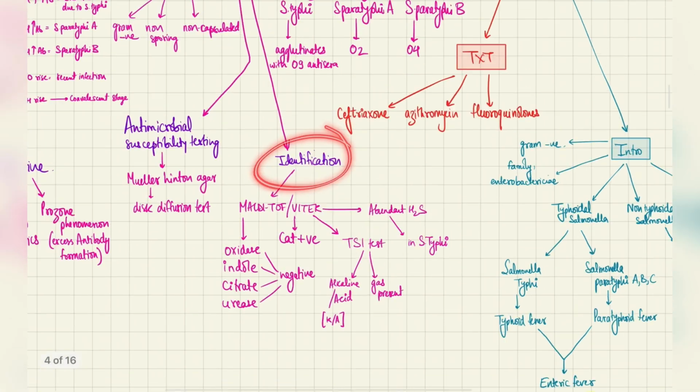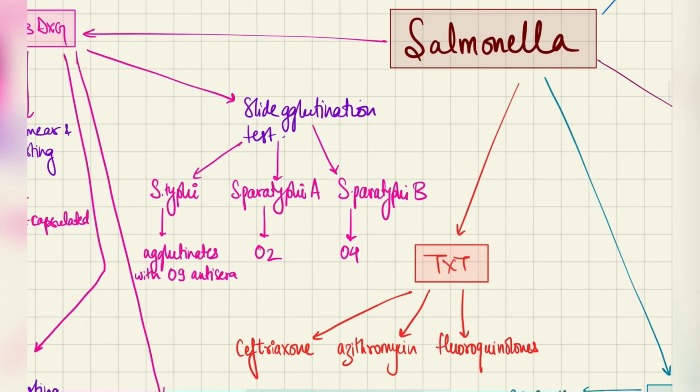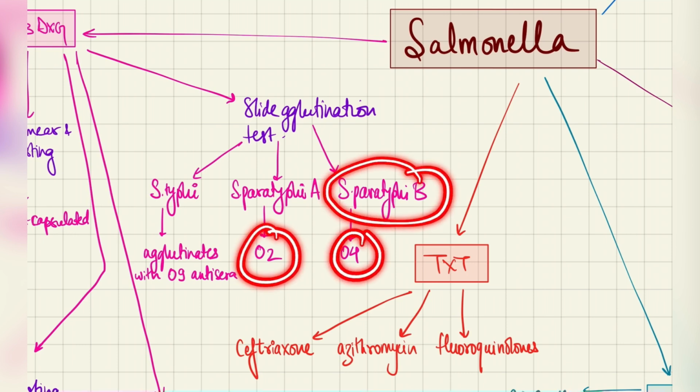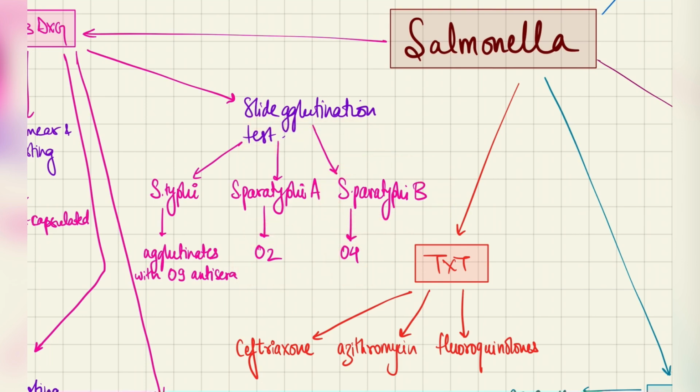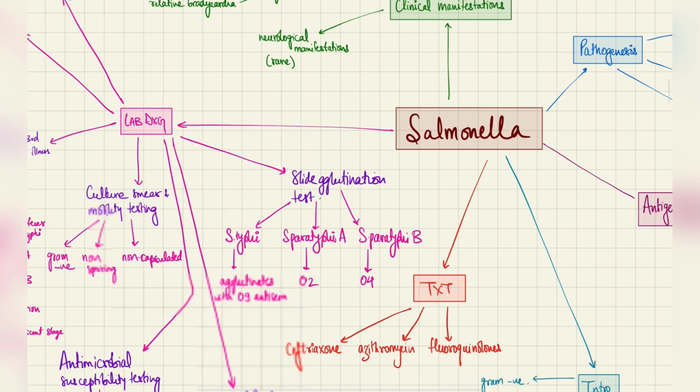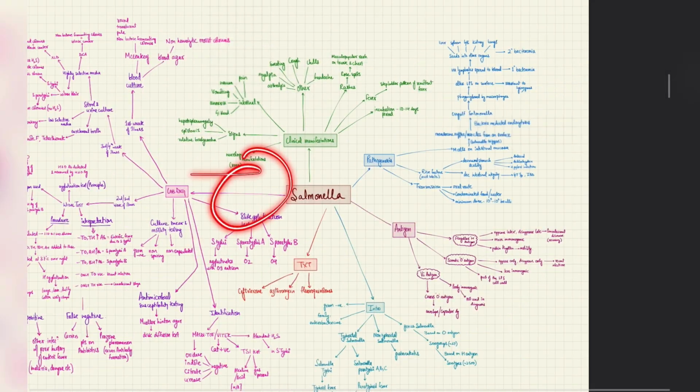This was identification. Finally, last, slide agglutination test. For S. typhi, it agglutinates with O9 antisera. Paratyphi A agglutinates with O2 antisera. And paratyphi B agglutinates with O4 antisera. This is slide agglutination test. Just remember this. Some things we just have to remember. So this was lab diagnosis.